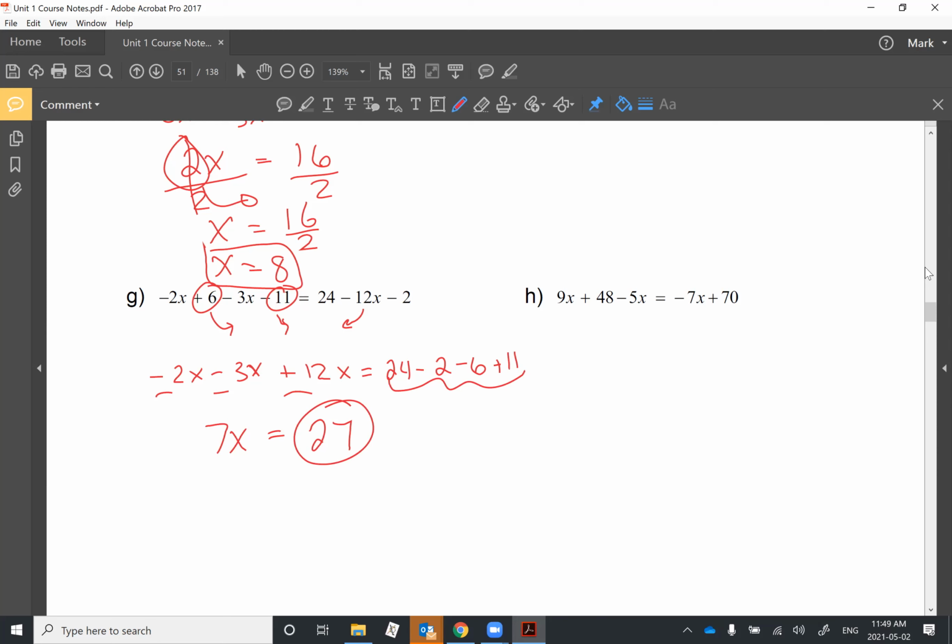Okay, so now I want to get rid of the 7. I divide both sides by 7. Basically, when I move the 7 over, it becomes division, and that's it. We're done. However, we could write this as a decimal, 3.9.